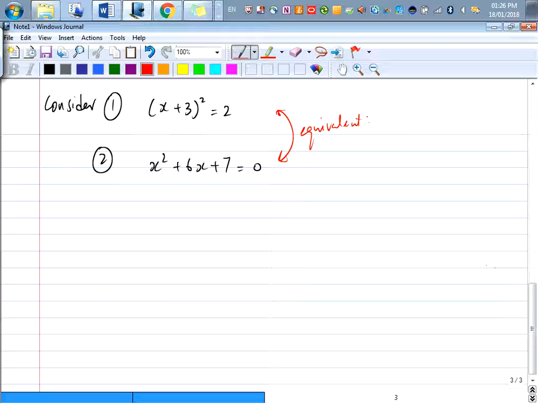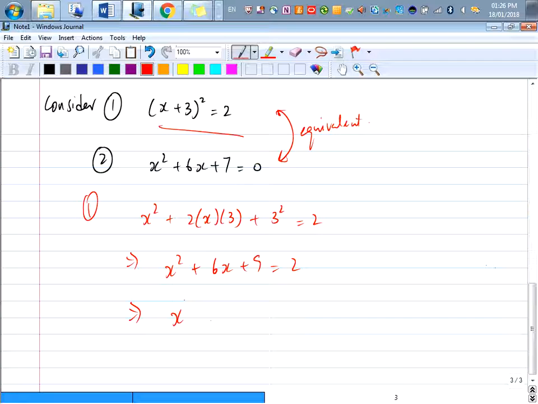Do you realize it? Do you realize that from equation number 1, if you were to expand it, x squared plus 2 times x times 3 plus 3 squared equals 2. Therefore, x squared plus 6x plus 9 equals 2. Therefore, x squared plus 6x plus 7 equals 0. Do you realize they're the same equation? Same equation, right? But is there a way that we can solve equation number 1 easily?